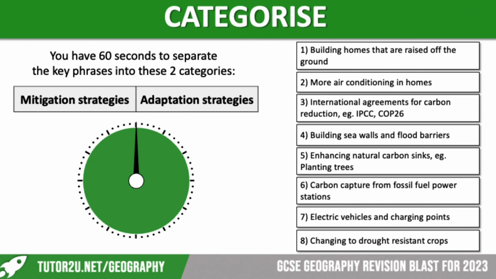So we're going to set off the timer for 60 seconds. You have got to get these into the correct category. So again, you might want a piece of paper so you can note these down. Let's go.